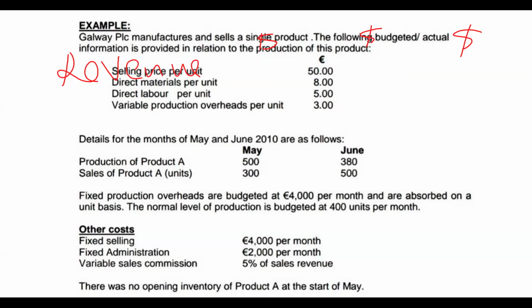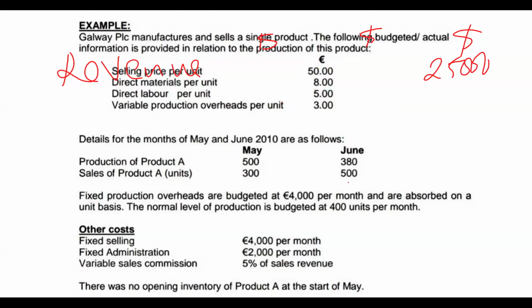Oh, which one is the selling price? Sorry, because the units that we sold is 500. So 500 times the selling price. It's good that you're following. When you're finding the revenue, you multiply the selling price times the units that were sold. So it's how much? 25,000, right? So that's 25,000.